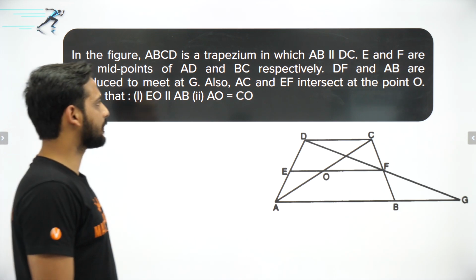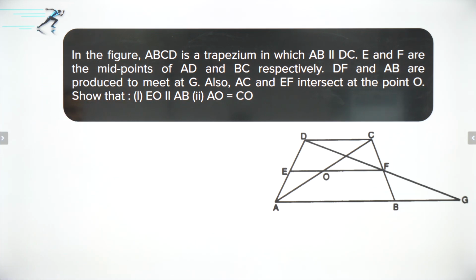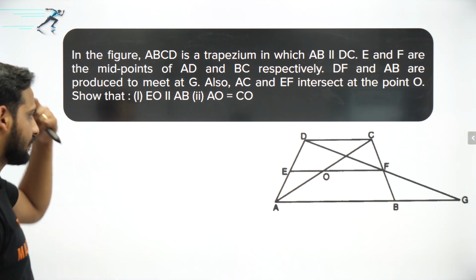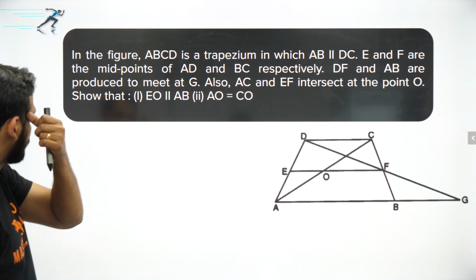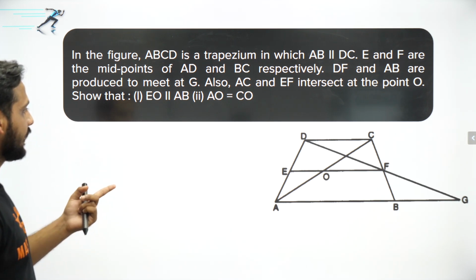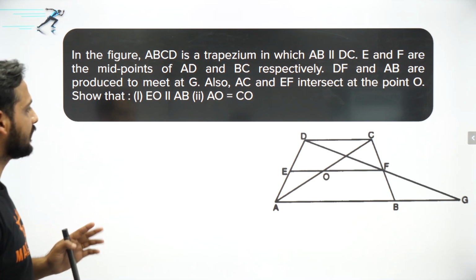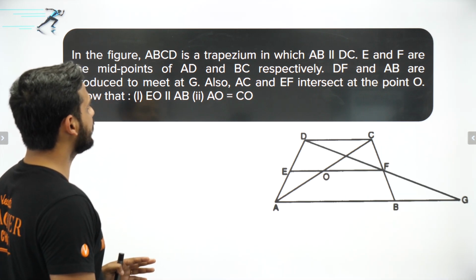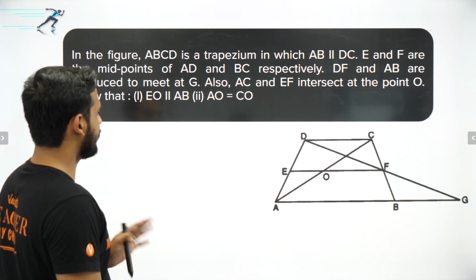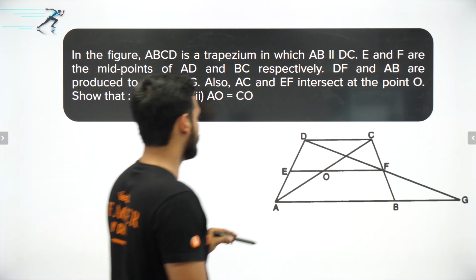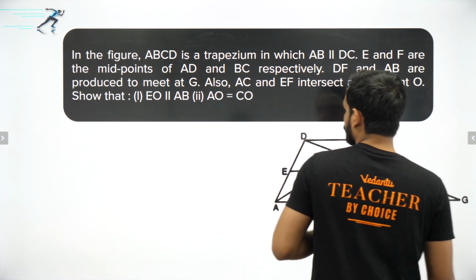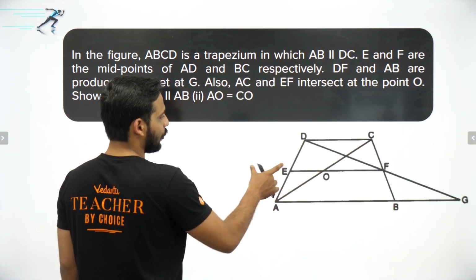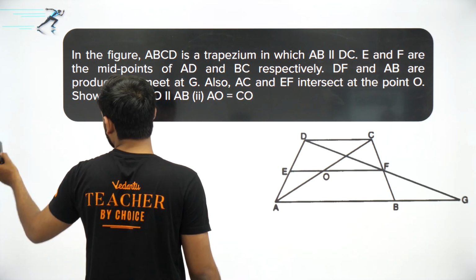In the figure, ABCD is a trapezium, in which AB is parallel to CD. Then E and F are the midpoints of AD and BC respectively. DF and AB are produced to meet at G. Yes, we can see it there. Also AC and EF are intersecting at point O. So they are intersecting here at point O. So you have to prove that EO is parallel to AB, and AO is equal to OC. So two things we have to prove now.